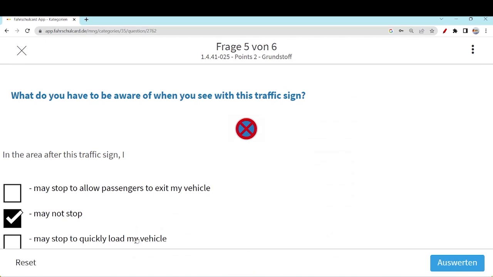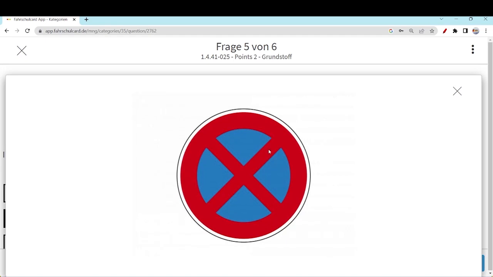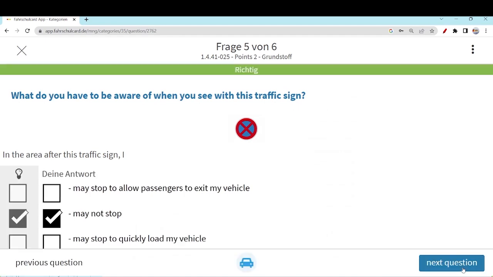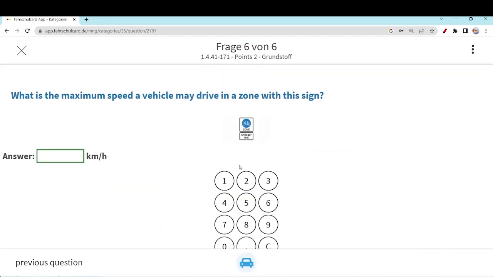May stop to quickly load my vehicle? No, there is no such option. If a single red line is there, you may stop to let passengers exit your vehicle, or load or unload the vehicle. But there is an X sign, this double cross, which is not allowed. You cannot stop. Perfectly fine. Let's go to the next question.